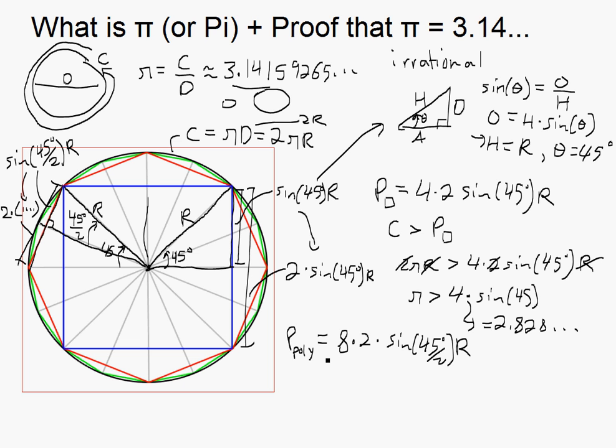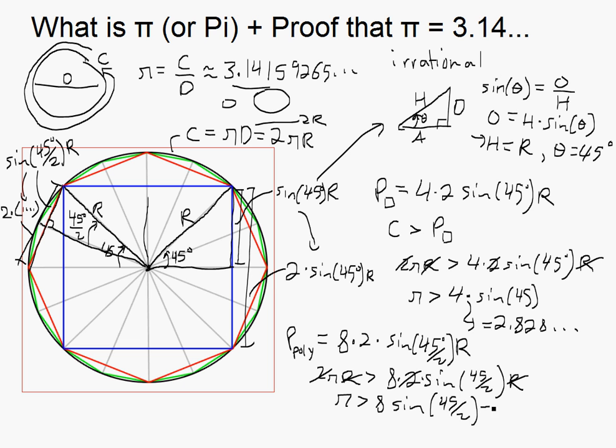Now if we equate, we'll write 2 pi r. We'll just put these numbers in again. 2 pi r, which is the circumference of the circle, is greater than P of polygon, 8 times 2 sine of 45 over 2 times r. So now this cancels, and the r's cancel again. The 2's cancel, r's cancel. Pi is greater than 8 times sine 45 over 2. If we put it in the calculator, we will get 3.061. I think it's that.